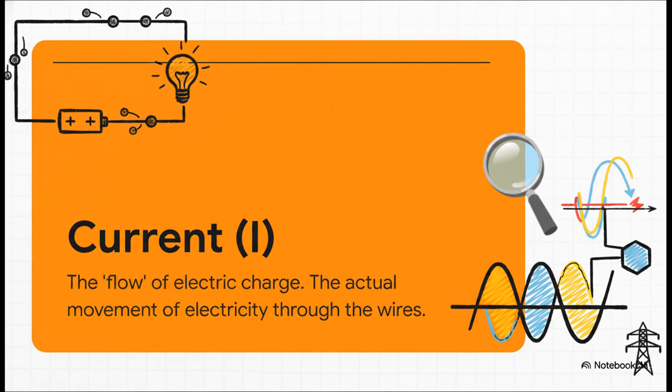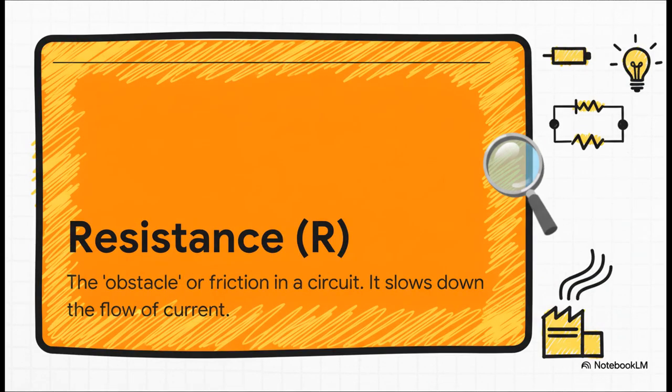Okay, so if voltage is the pressure in that hose, then current is the actual flow of water through it. It's the measure of how much electricity is actually moving through that circuit at any given moment. So remember, voltage is the potential to flow, but current is the action. And that brings us to our third and final key term, resistance.